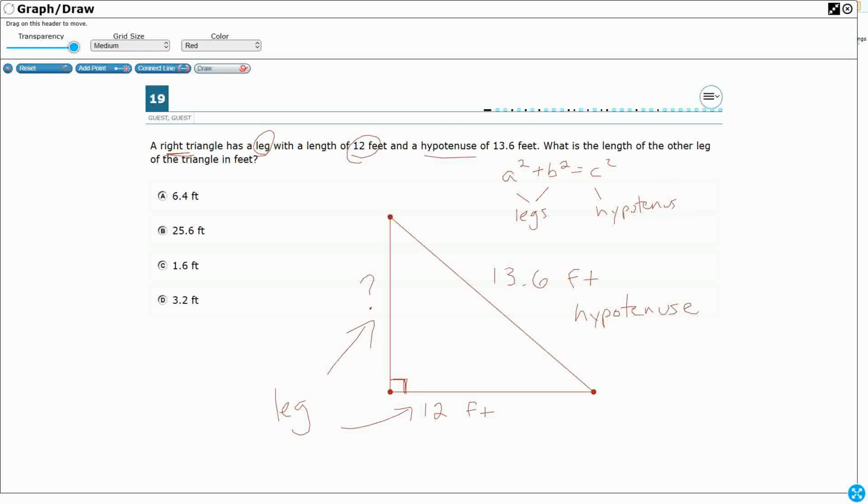All right, so let's plug in what we know, and we'll call this A, we'll call this B. It doesn't matter which one's A, which one's B, and we'll call that C. So I can plug in some numbers. I can say A squared, A is my unknown, so I'll leave it as A, plus B squared. B squared is 12 squared, and then C squared is going to be 13.6 squared. So A squared plus, I know 12 times 12 is 144.